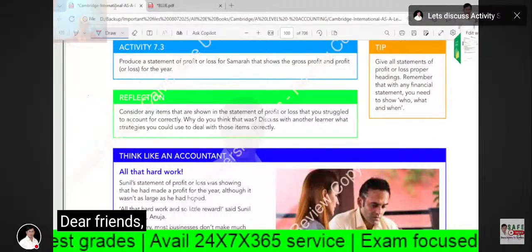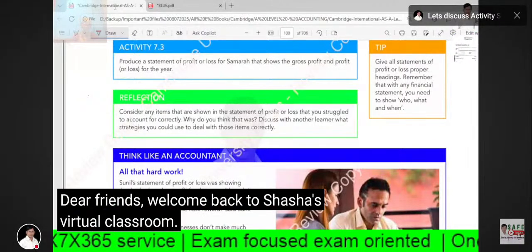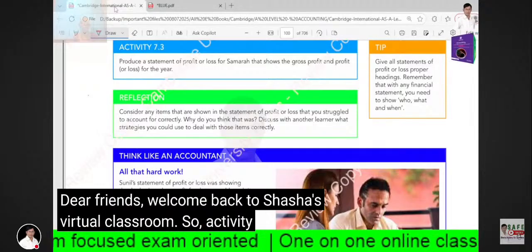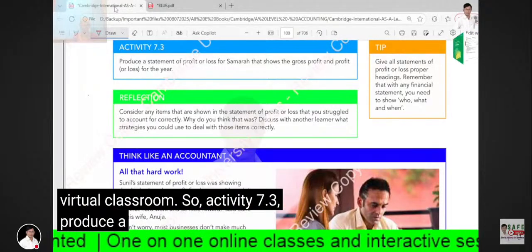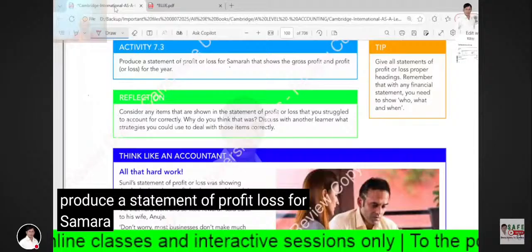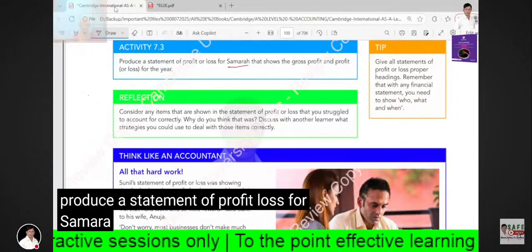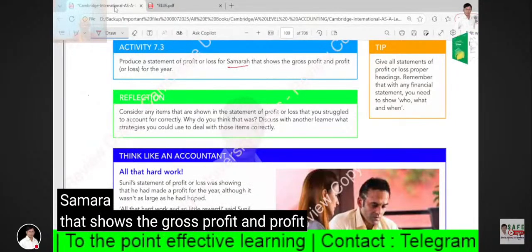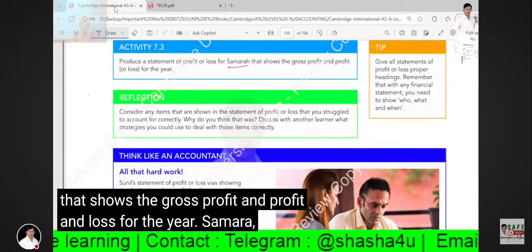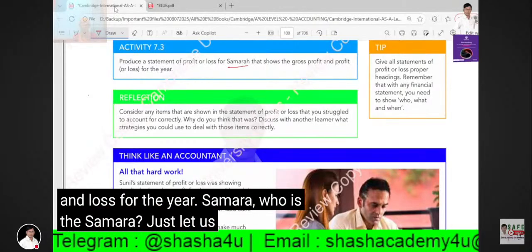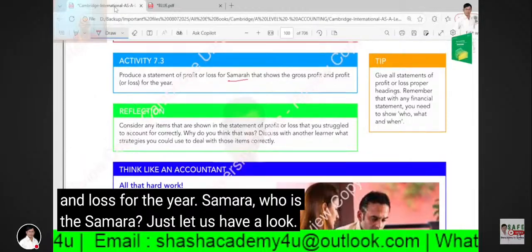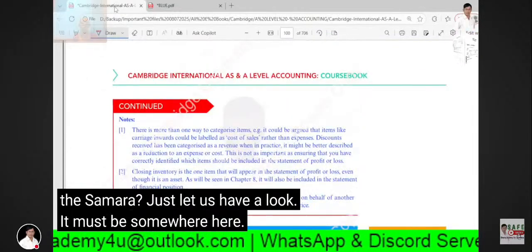Dear friends, welcome back to Shasha's virtual classroom. So, activity 7.3: produce a statement of profit or loss for Samara that shows the gross profit and profit for the year. Samara, who is this Samara? Just let us have a look. Let me put it somewhere here.